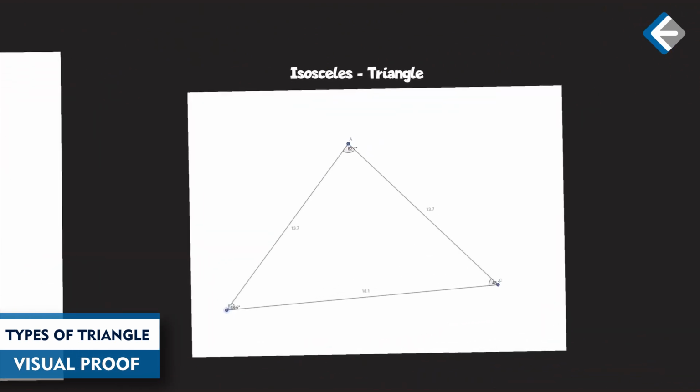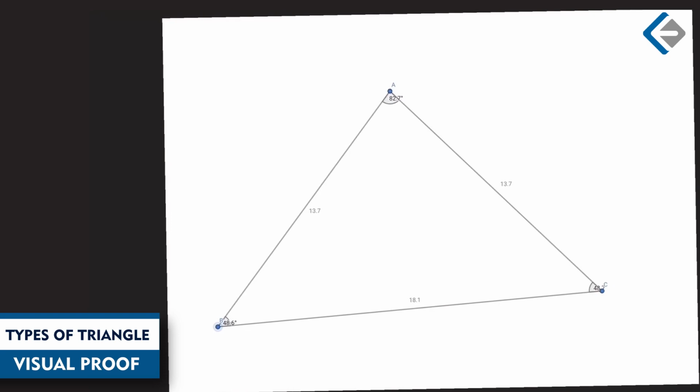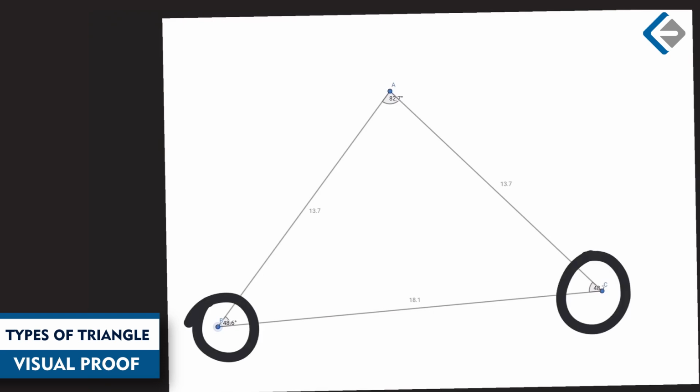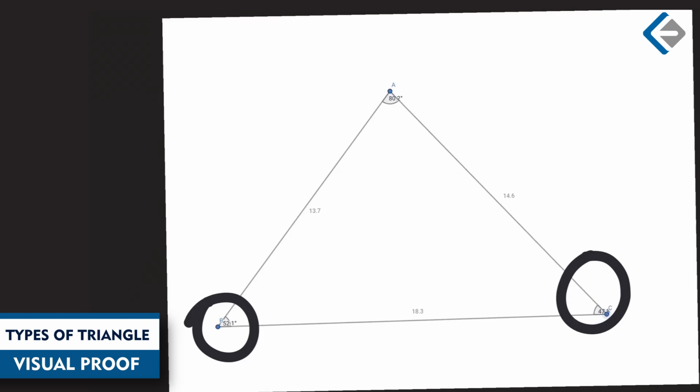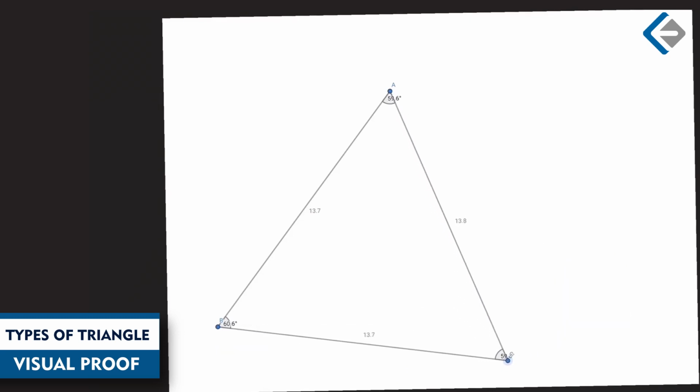After that, let's move on to an isosceles triangle. What do we know about the isosceles triangle? The two sides are equal and the two angles adjacent to those two sides are equal. So let's see, 48.7 and 48.7. Angle B is equal to angle C. Why? Because AB is equal to AC. Both were 13.7, right? Earlier, both were 13.7. So that is an isosceles triangle.